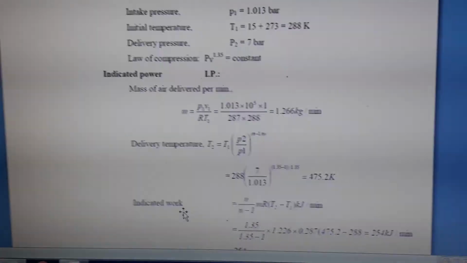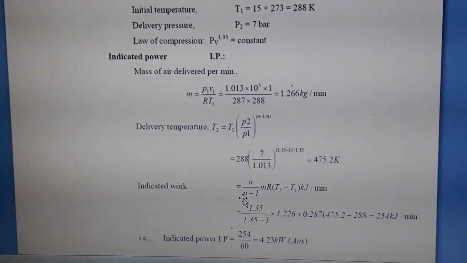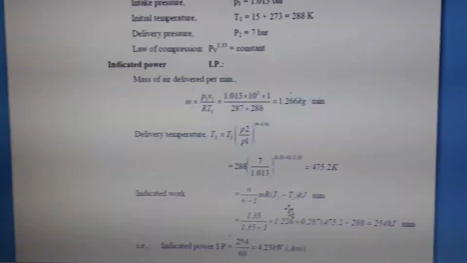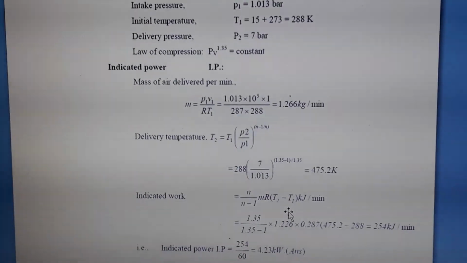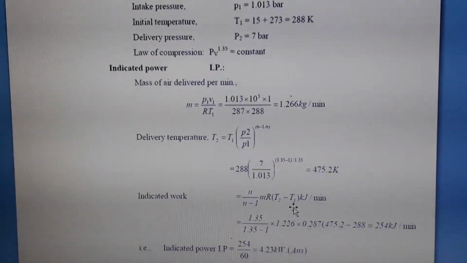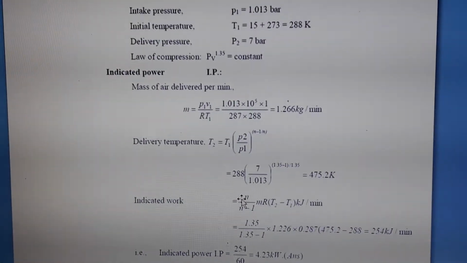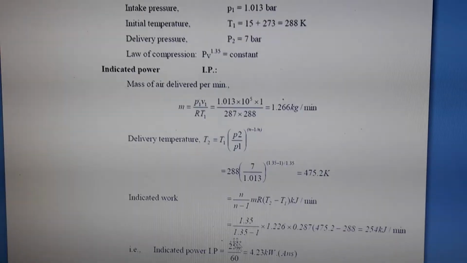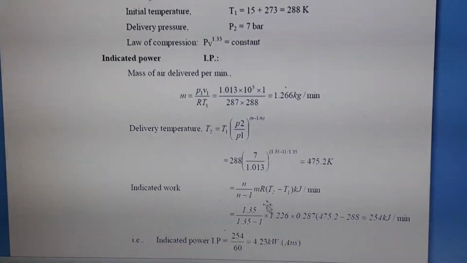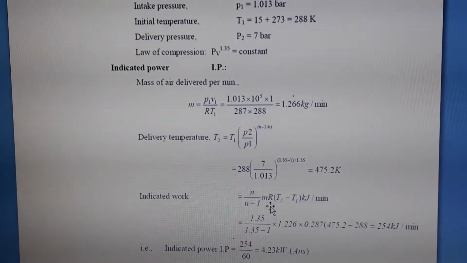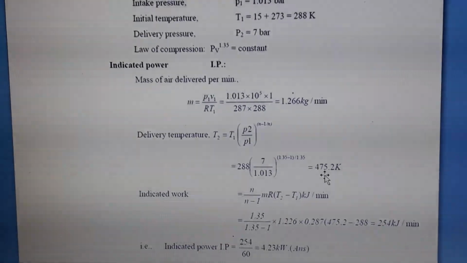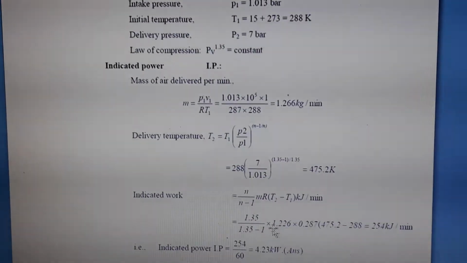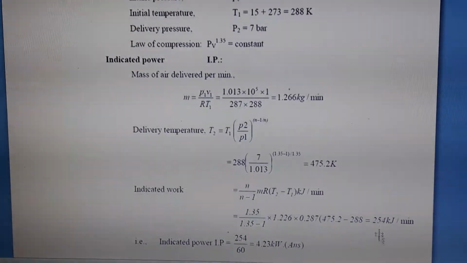Then we have to use the expression for indicated power or indicated work, that is n upon n minus 1 m R into T2 minus T1. We can write the same expression in terms of pressure ratio also, but since the temperature T2 is known to us, T1 is known to us, m is known to us, R is known to us, and the polytropic index is known to us, we can directly use this expression instead of that expression. So when we substitute the value of n, that is 1.35, the value of m from this expression, R 287, T2 that is 475.2, and T1 that is 288 degree Kelvin, we substitute these values, and accordingly we get the power.